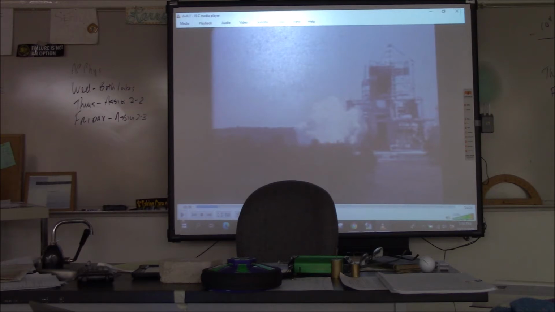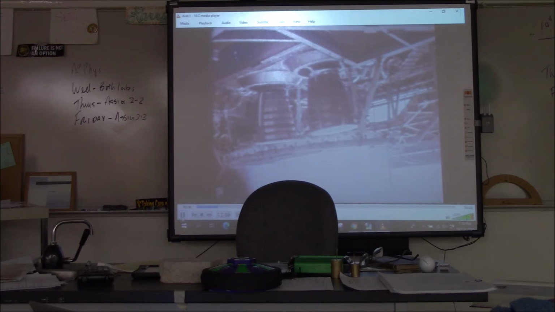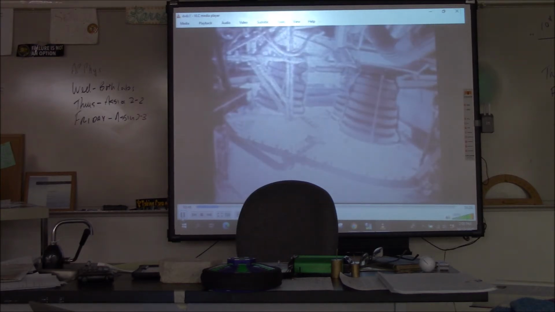Okay, the temperature of the engine. This combustion chamber reaches 3,300 degrees Celsius, a temperature higher than the boiling point of iron.